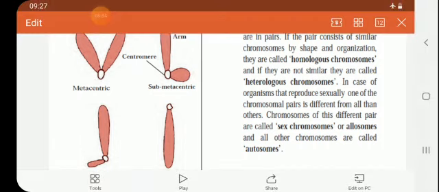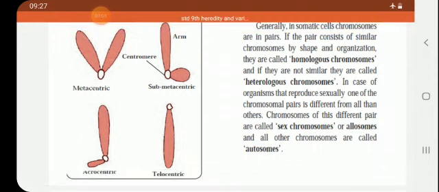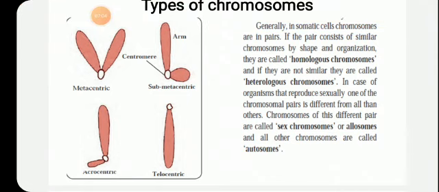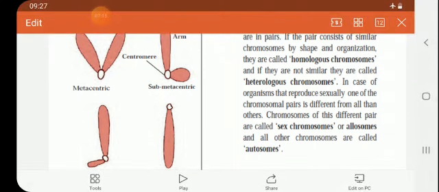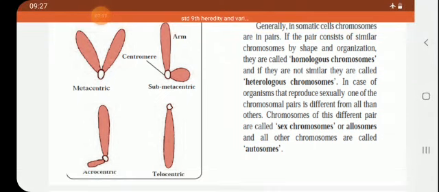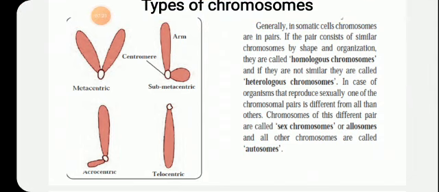Next is telocentric. In telocentric, you observe that the centromere is right at the end of the chromosome, making the chromosome look like the English letter I. This chromosome consists of only one arm. Here the centromere is at one end and it has only one arm, so it looks like the letter I.